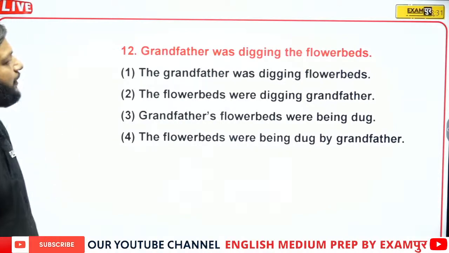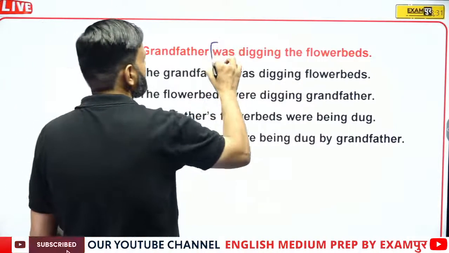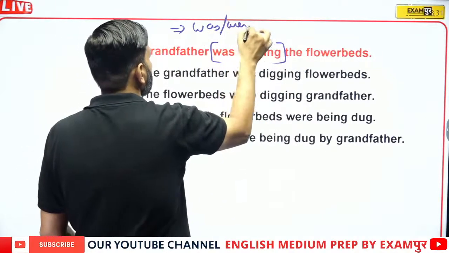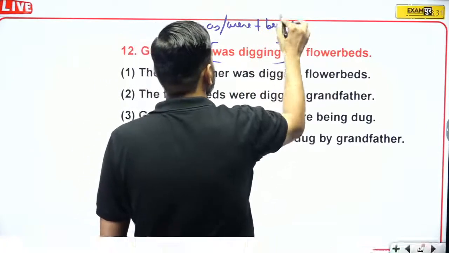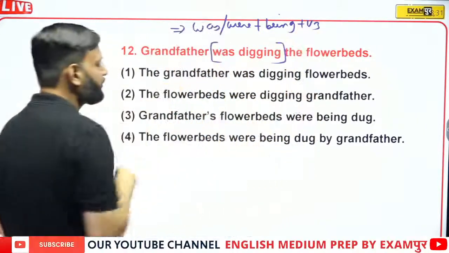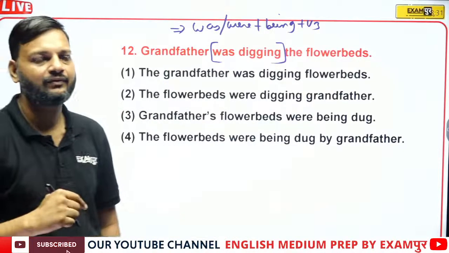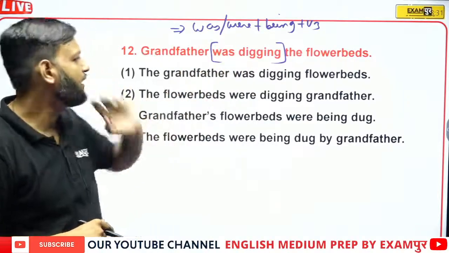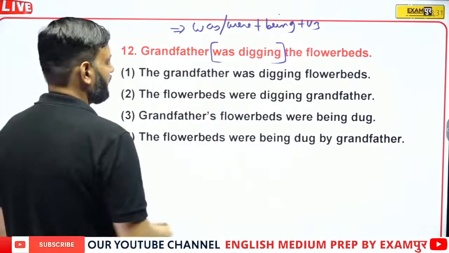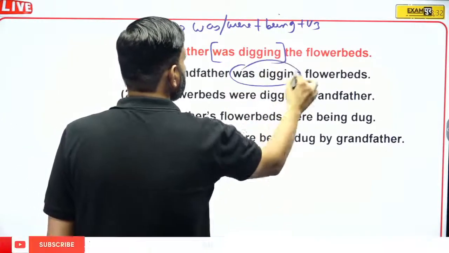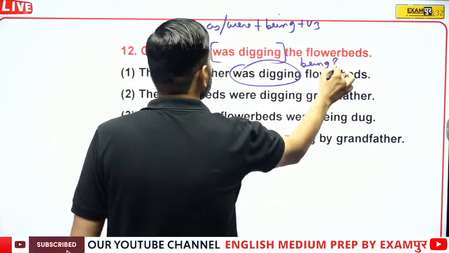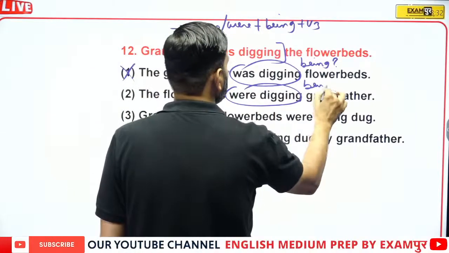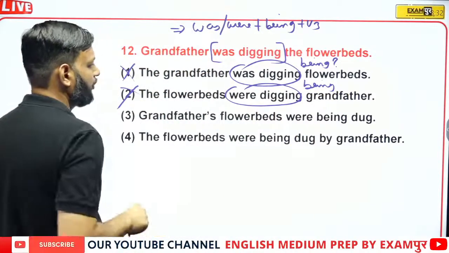Okay. So grandfather was digging. So here we have past continuous. And in passive, past continuous means was or were plus being plus V3. Since the question is in past continuous, its passive must have was, were plus being plus third form, right? So in this sentence, being is missing. Cannot be the answer. In option number 2 also, being is missing. Cannot be the answer.